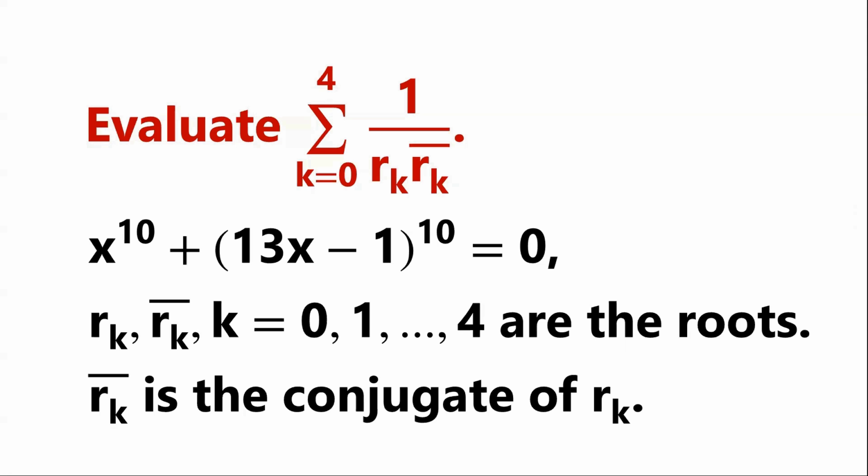Given the equation (x + 13x - 1)^10 = 0, where rk and rk bar are the roots of the equation, and rk bar is the conjugate of rk. Evaluate the sum from k equals 0 to 4 of 1 over rk times rk bar.